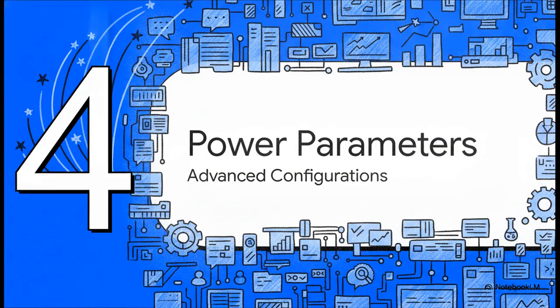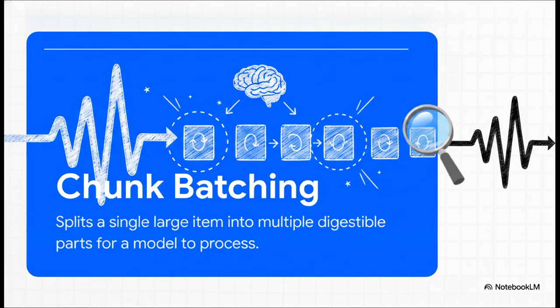Next up, Section 4, Power Parameters. Okay, going from basic usage to advanced configurations, one of the absolute coolest features is chunk batching. You know how sometimes you have a massive file, say a super long audio recording, and it's just way too big for a model to swallow whole?